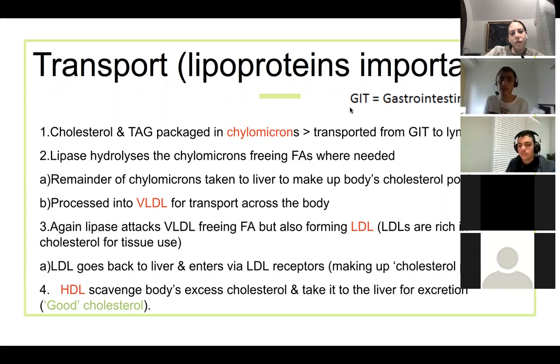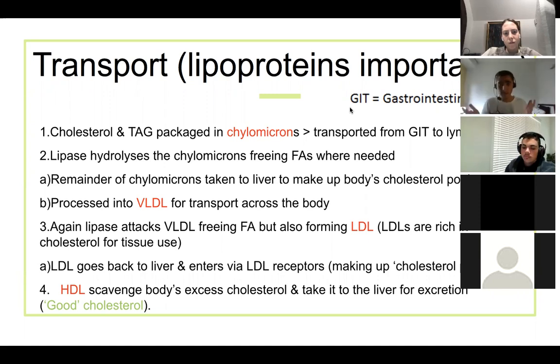The remainder of the chylomicrons go through a couple of different things. They usually get taken to the liver, where we add them to the body's cholesterol pool, which is the store of cholesterol that we have. When we need it, we mobilize it. Alternatively, they're processed into VLDLs, the second density layer. That's the form we use to transport across the body after being taken up into the lymph. So when we want to get through the bloodstream, we use VLDLs.